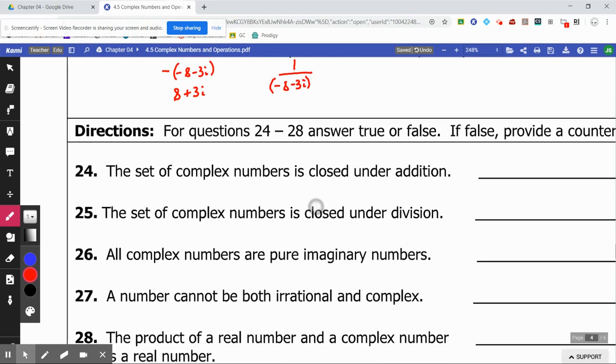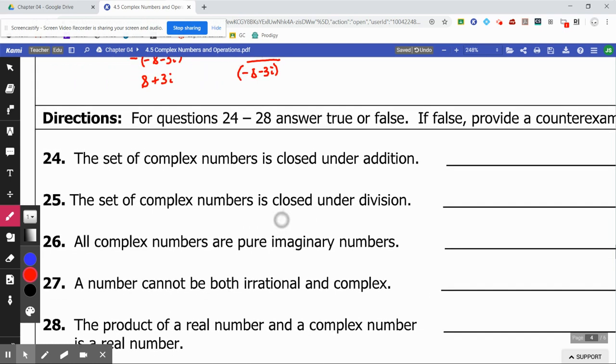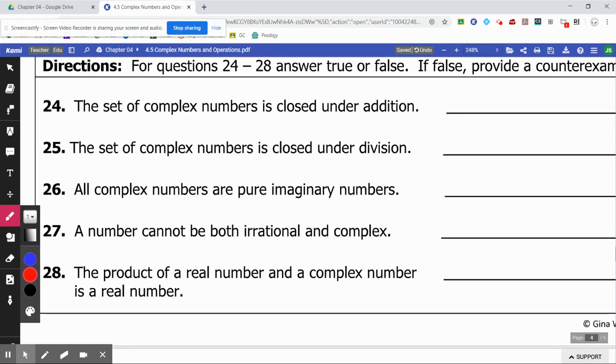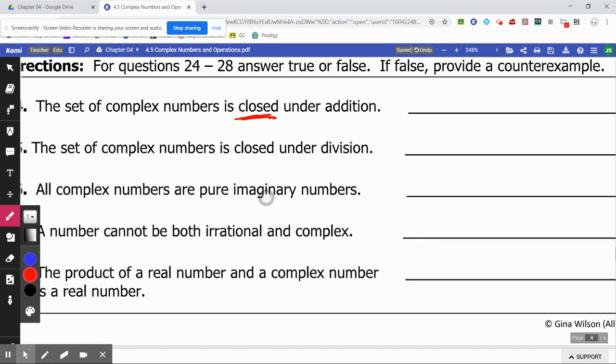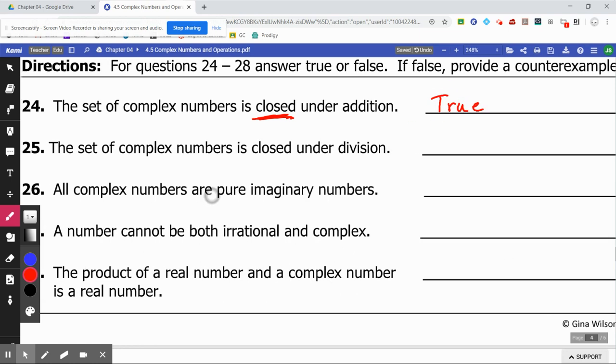Number 24 says for 24 through 28, write true or false. If false, provide a counterexample. The set of complex numbers. Now, closure. Closed under addition means you take two complex numbers and you add them together, you get another complex number. That's what closure means. So if I add two complex numbers together, will I always get another complex number? Well, pretty much complex numbers is every number. So if you add two numbers together, you're always going to get another number of some form. So therefore, that would be a true statement. It's going to be hard to get a non-number if you add two numbers together.